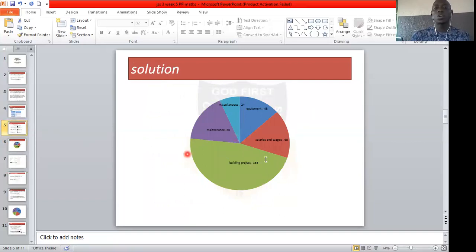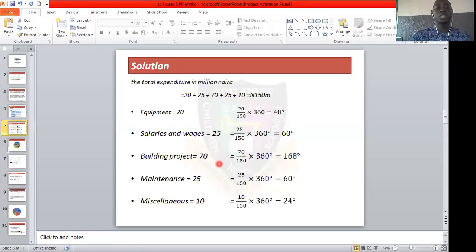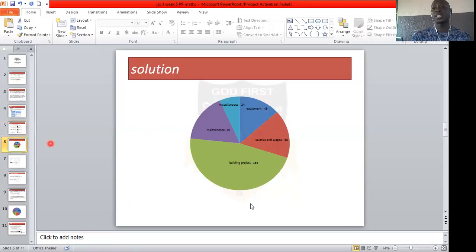Building project is 168 degrees. So you can see it here. Building project, 168 degrees. You can see it's the biggest proportion there, the biggest sector there. So number 2, what do we have? The smallest one, which is miscellaneous. Miscellaneous is the smallest at 4 degrees.